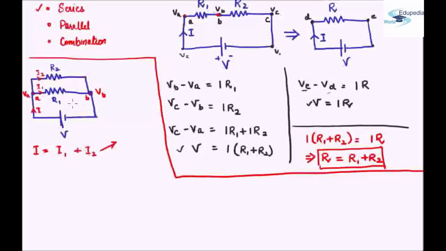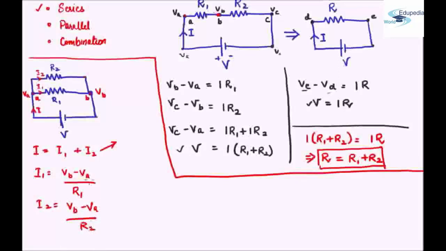Now what is I1? I1 can be written as, using Ohm's law, we know that I1 will be VB minus VA, that is the total potential drop, upon the resistance R1, isn't it? This is my potential drop and this is my R1, therefore I1 should be potential drop upon resistance. Similarly, I2 can be written as, again, VB minus VA upon R2, isn't it?